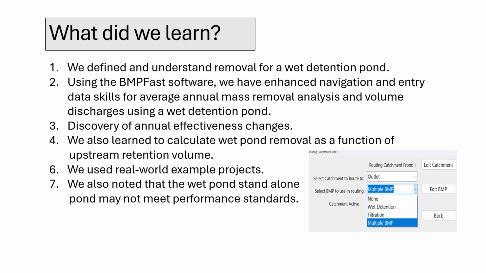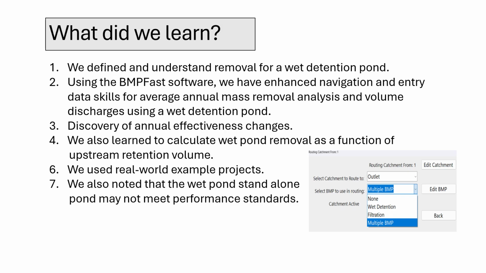So what have we learned throughout this module? We've gained a solid understanding of how to define and calculate the removal effectiveness for a wet detention pond. This includes appreciating how its annual effectiveness is determined under various design and operating conditions, considering factors like a littoral zone, managed aquatic plants, floating wetlands, and average annual residence time. We also honed our skills using the BMPFast software. This has equipped us with enhanced navigation and data entry abilities, crucial for performing average annual mass removal analysis and calculating volume discharges specifically for wet detention ponds.